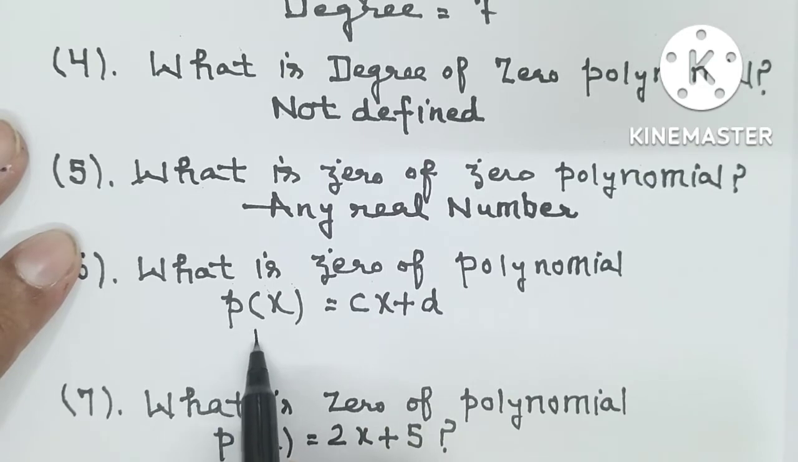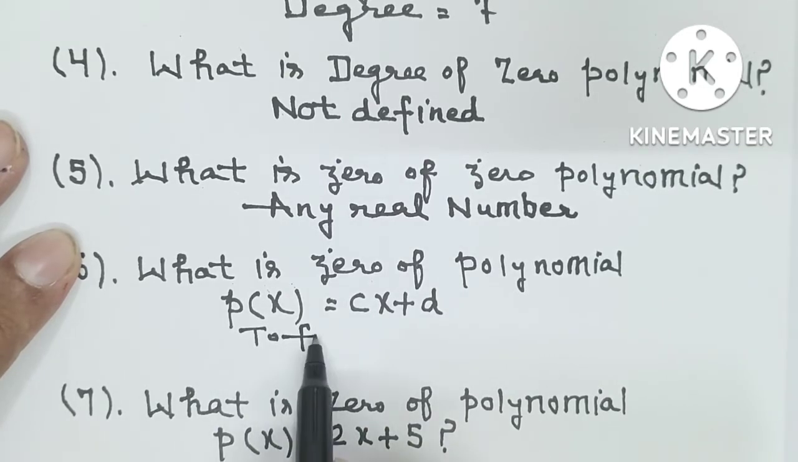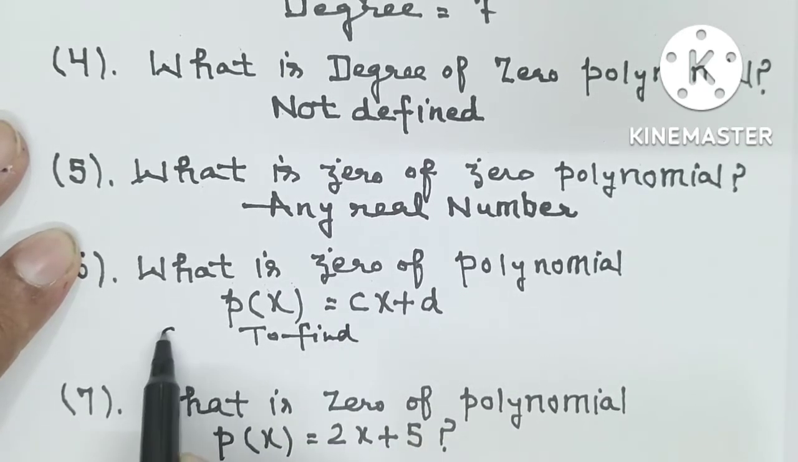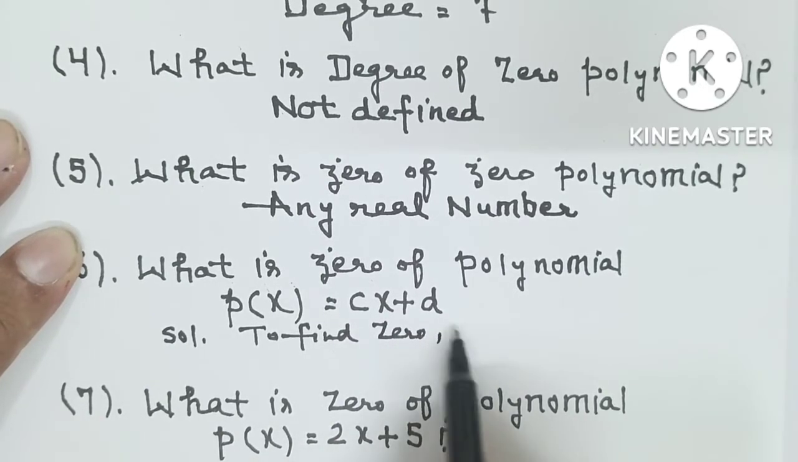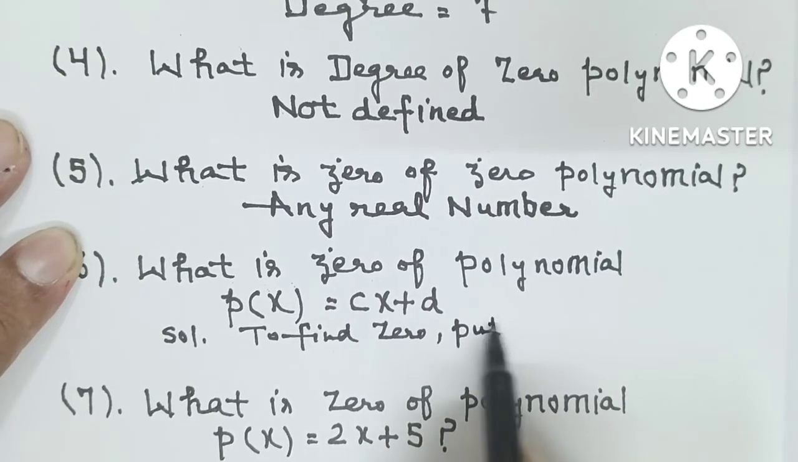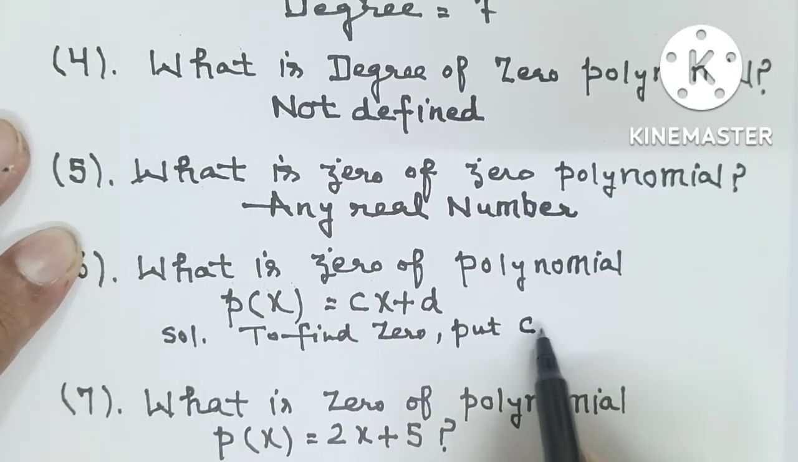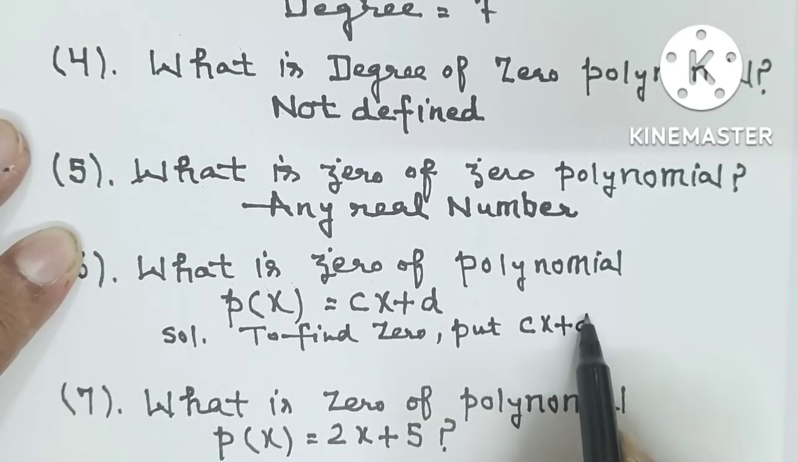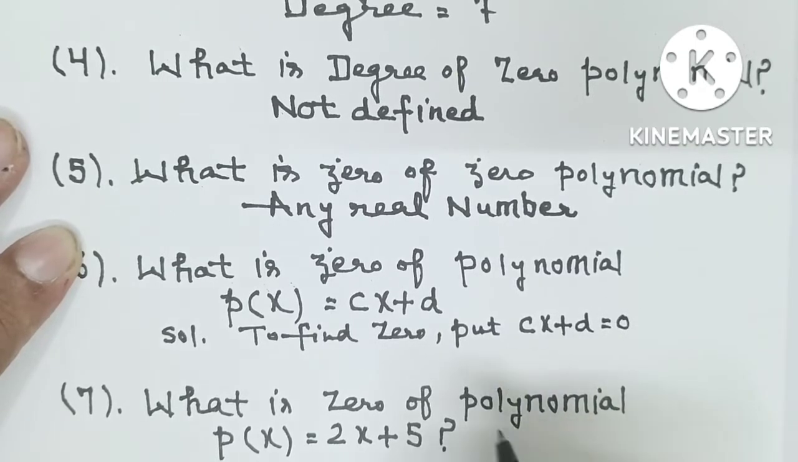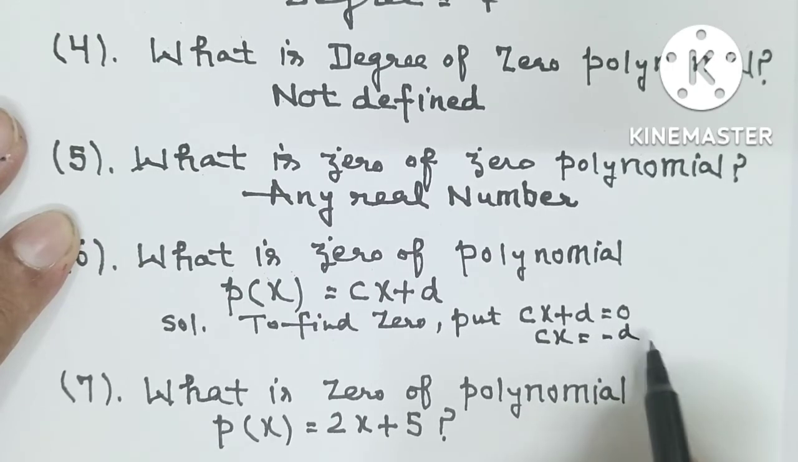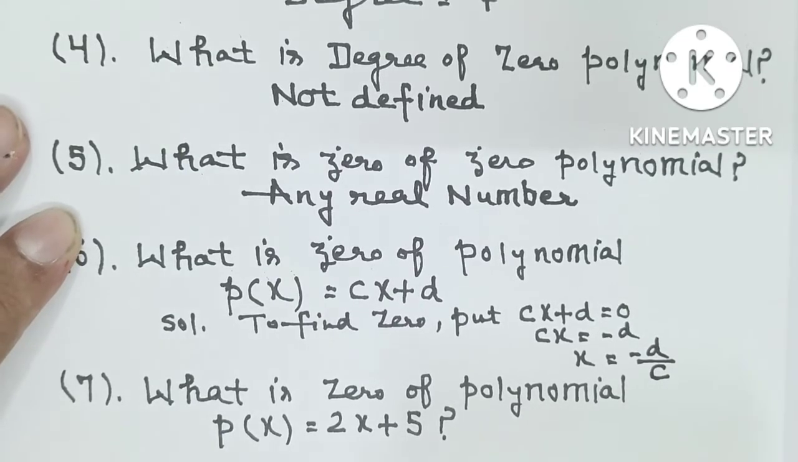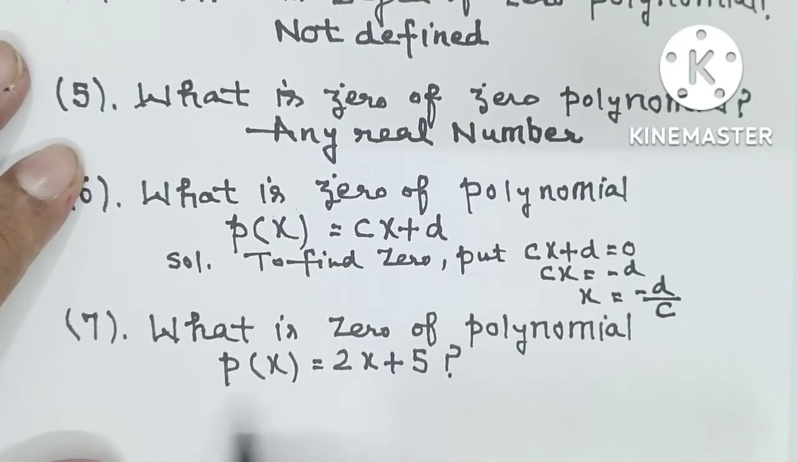So you know, to find 0, this is the solution. To find 0, put this polynomial equal to 0. So what is the polynomial? cx plus d is equal to 0. So from here we can write cx is equal to minus d and x will be equal to minus d upon c. So this is the zero of this polynomial.